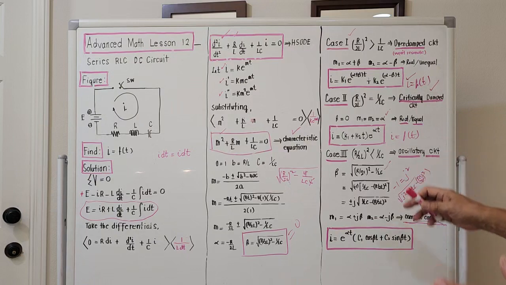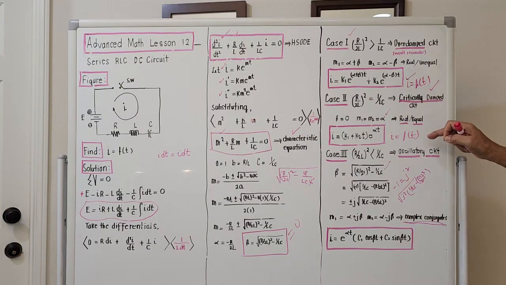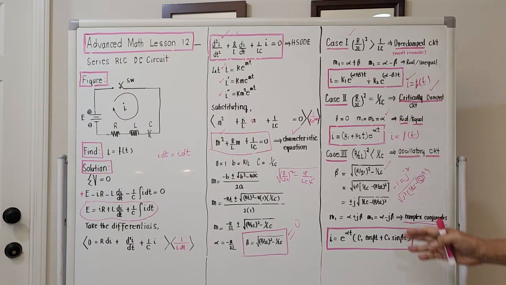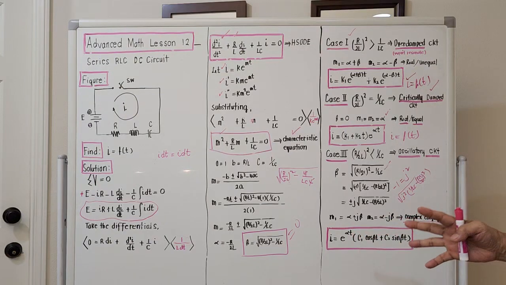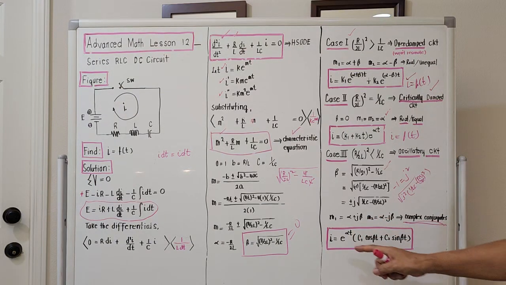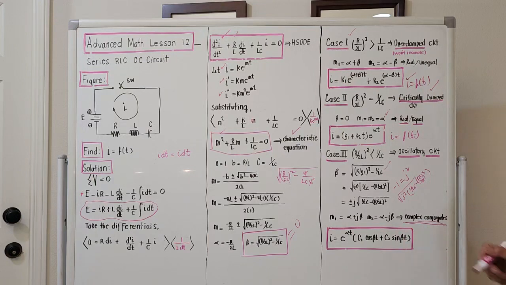And the current as a function of time for the oscillatory circuit under case number 3 is a little bit complicated. I think we have passed by this one. That is i equals e raised to alpha t times the quantity C1 cosine of beta t plus C2 sine of beta t. This is now the current as a function of time for case number 3. That's it, guys.